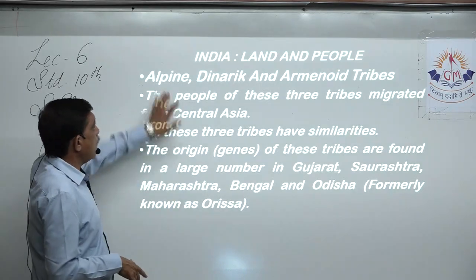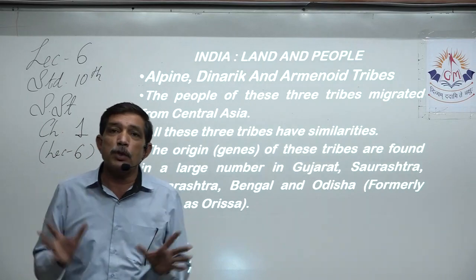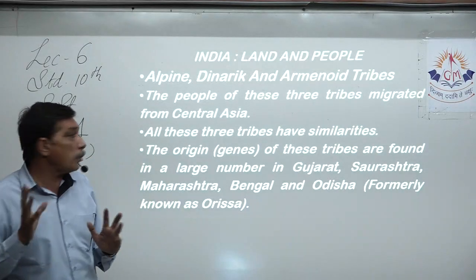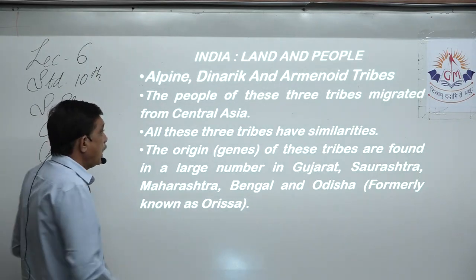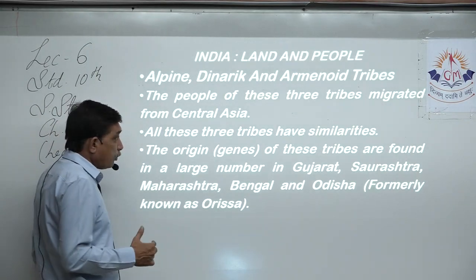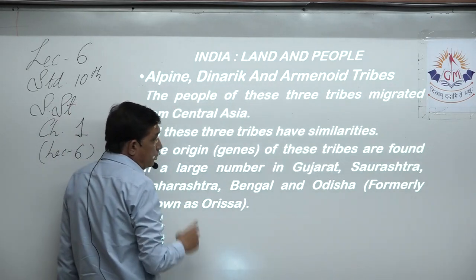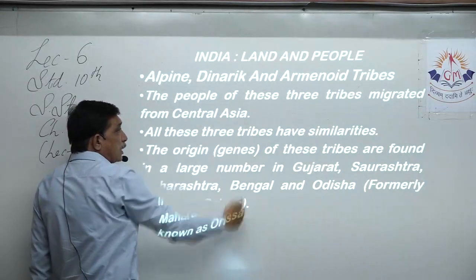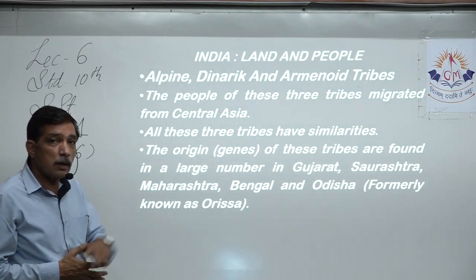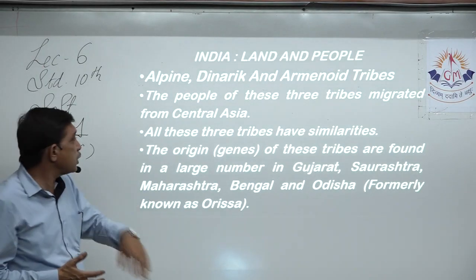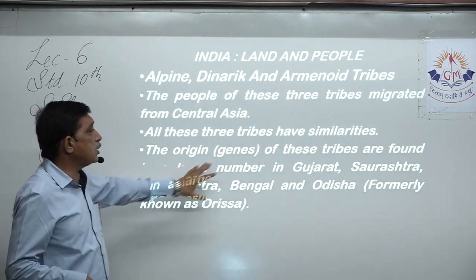Next are three tribes: the Alpine, the Dinaric and the Armenoid tribes. They are clubbed together because they didn't come in that huge a number, but the number was still quite big. The people of these tribes migrated from central Asia. If you see the map and consider the whole of the Asian continent, from central China, central Asia, most of the parts lie on the lower side of China. So all these three tribes have similarities in the origin and genes of these tribes.